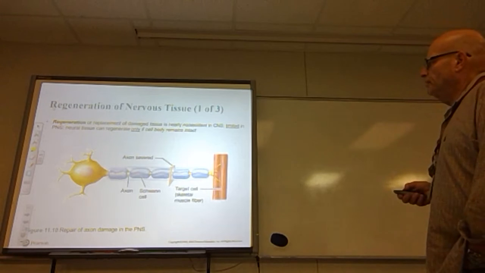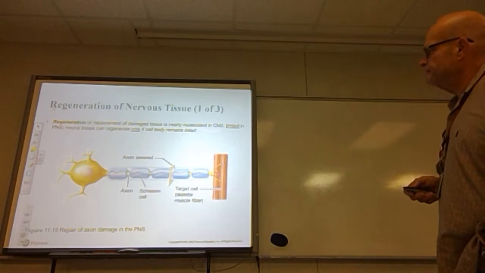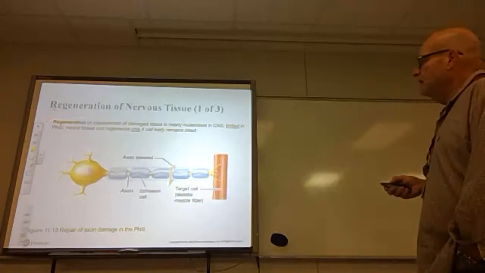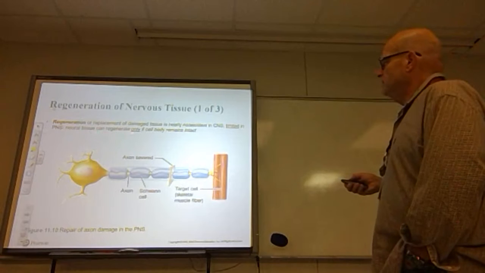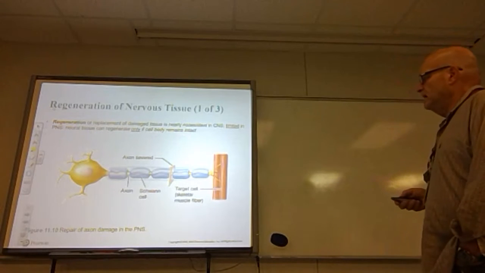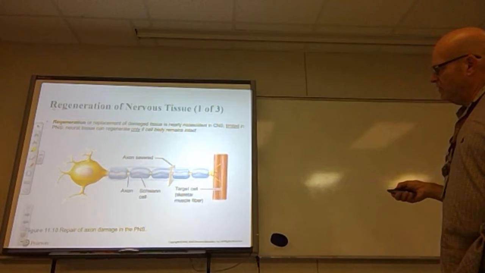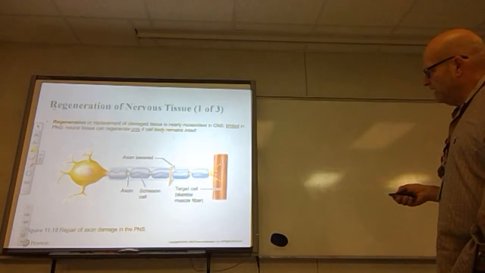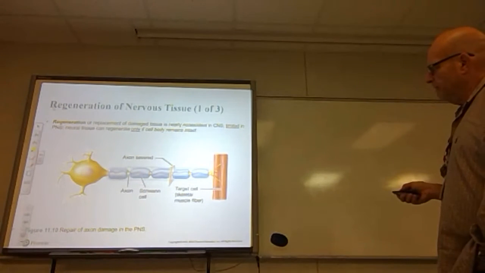Regeneration or replacement of damaged tissue is nearly non-existent in the central nervous system. It's limited in the peripheral nervous system. Neural tissue can regenerate only if the cell body remains intact. So if you have an axon severed over at this point, this has not been damaged, then it is possible for that connection to be remade, although this repair would be very slow.